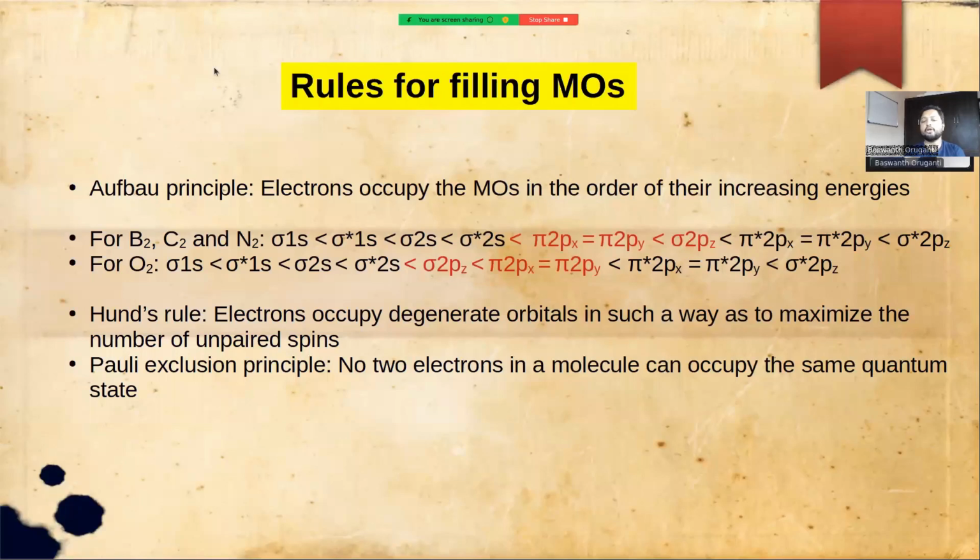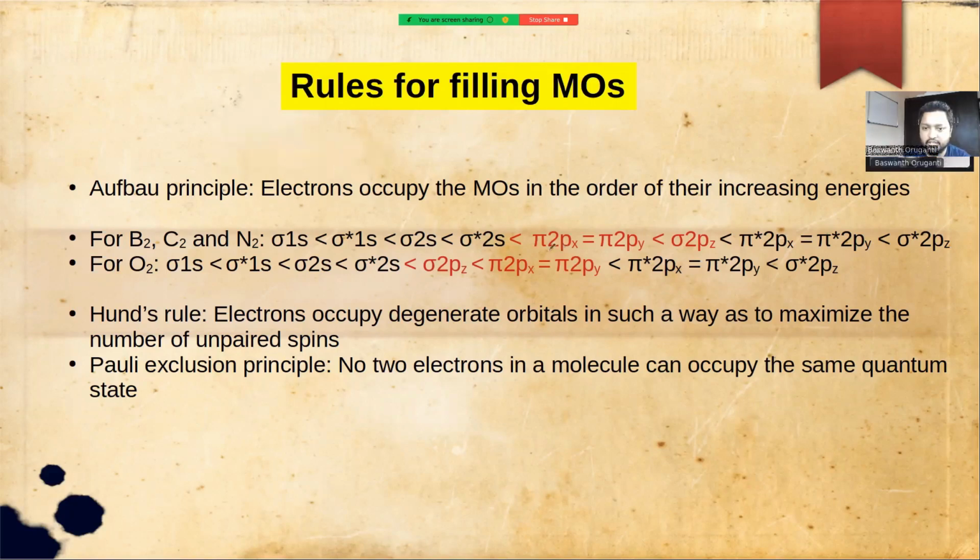So in the case of boron, carbon, and nitrogen, the orbital energies follow this order. Sigma 1s is lowest in energy, then the sigma star 1s, which is the anti-bonding molecular orbital. Then we have sigma 2s, which has lesser energy than sigma star 2s. Then pi 2px and pi 2py, the two pi orbitals, which are of equal energy, they are degenerate. And then the sigma 2pz orbital, followed by the two anti-bonding orbitals, pi star 2px and pi star 2py, which are again degenerate, they have the same energy. And finally, the sigma star 2pz anti-bonding orbital.